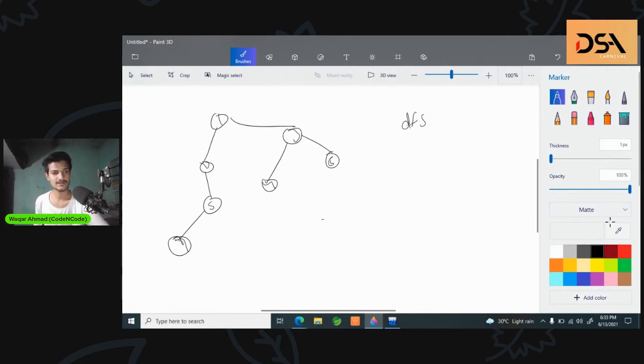So first let's learn about DFS. The basic idea is to start from a certain node. For example, we are going to start with node 1. Okay, we are going to start from node 1, right?